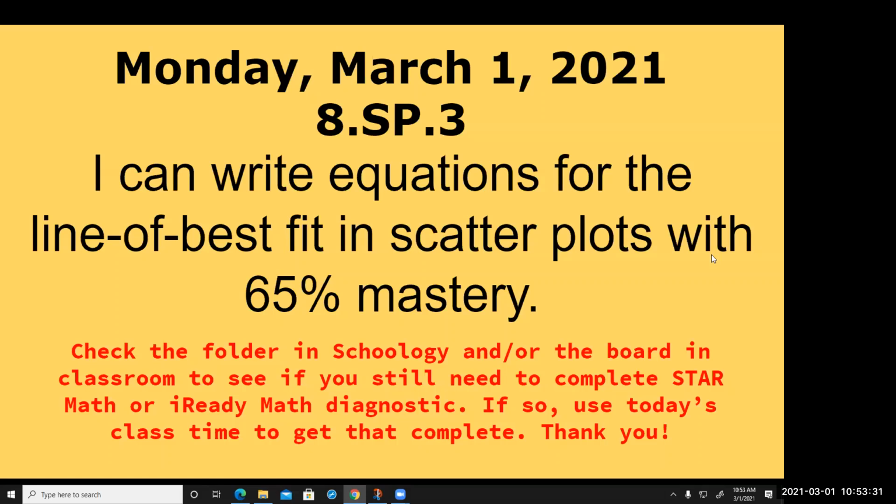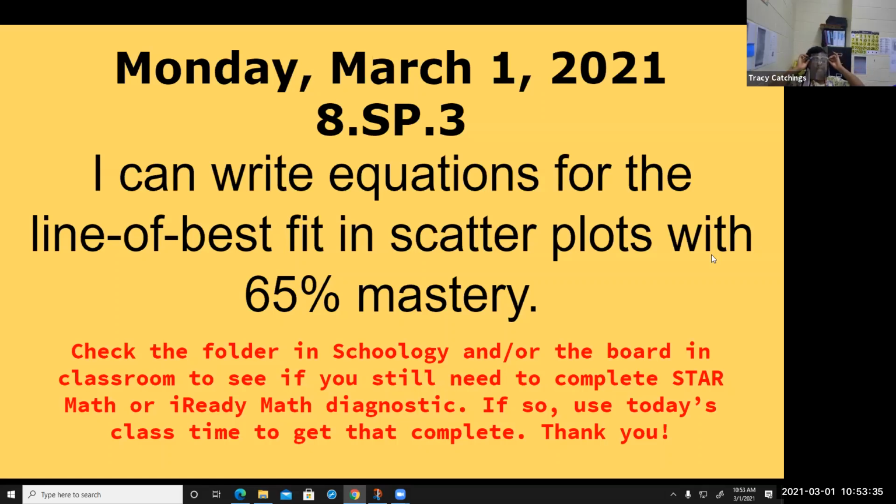Good morning. Good morning. As I told the others, I did not take time to do minute fluency or bearing today, so we're just going to go ahead and keep it moving. Today is Monday, March 1st, 8 SP3. I can write equations for the line of best fit and scatter plot 65% max.